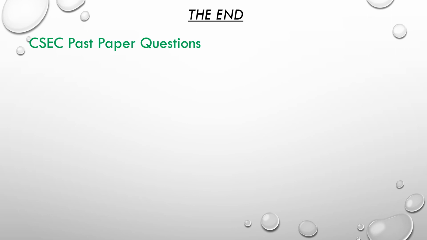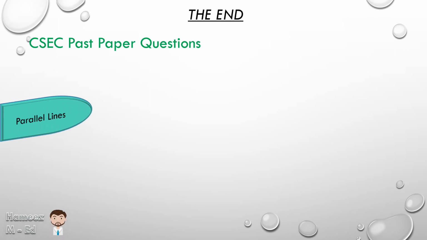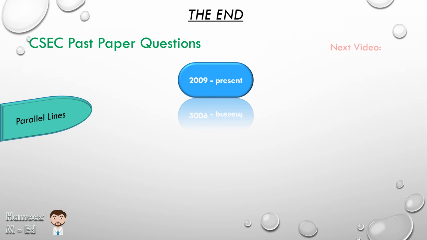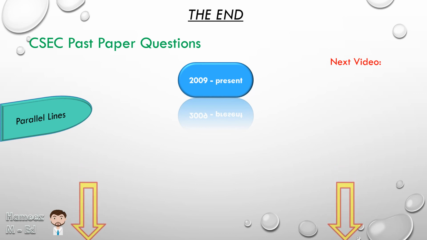We've now come to the end of the past paper questions in the topic of parallel lines within the major topic of geometry and trigonometry. We've done past paper questions from 2009 until the present, all those that came in the May, June, and our next video will be on another of the topics. Don't forget to look at the topics down below to follow the order we suggest to cover the entire CSEC Maths syllabus with all the solutions from 2009 until the present.